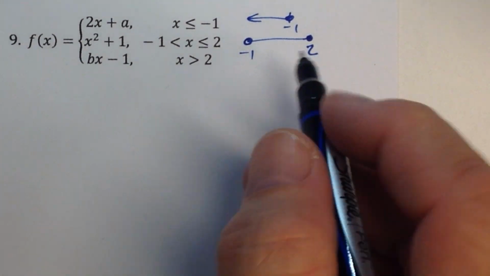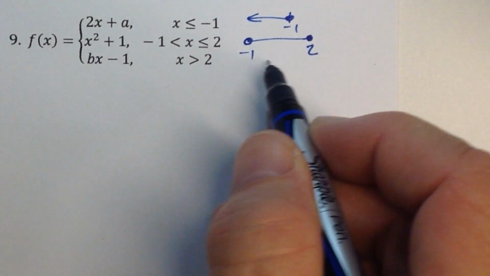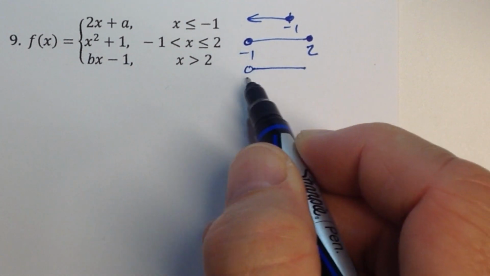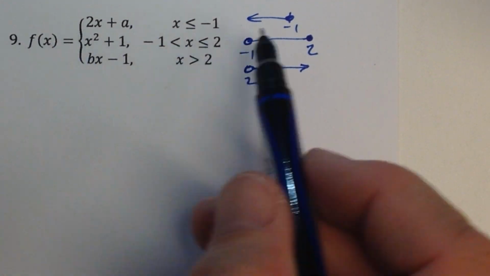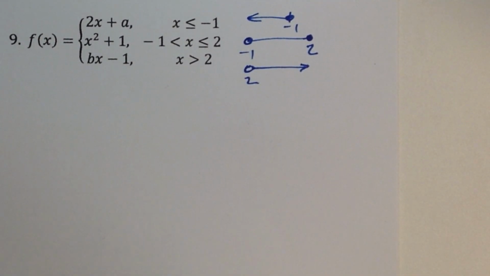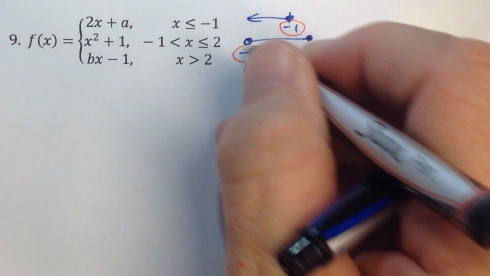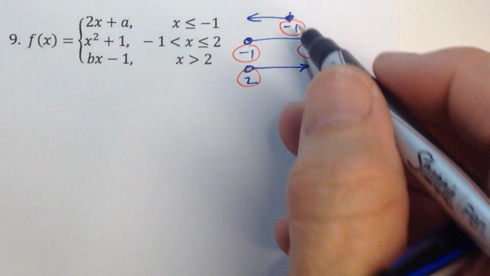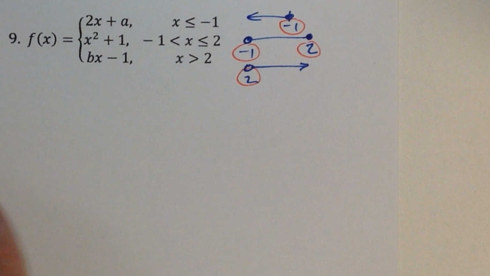So anyway, left of -1, in between -1 and 2, and then greater than 2 would be everything to the right. The function f of x is continuous everywhere within these intervals, and the only questionable places along the way would be at these transition values, -1 and 2. Well, let's go through.